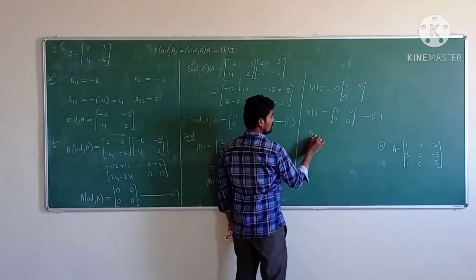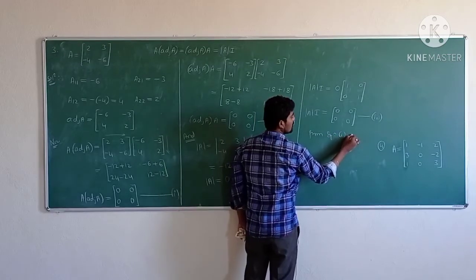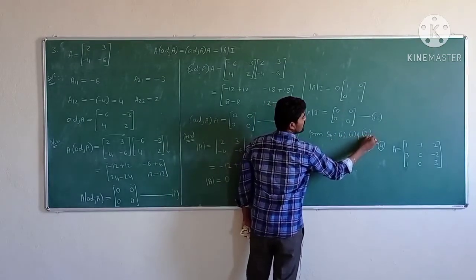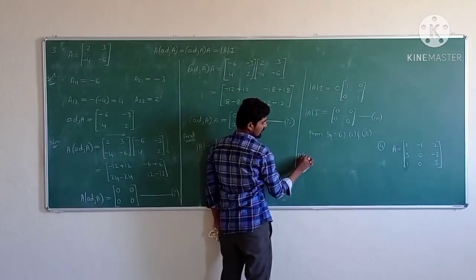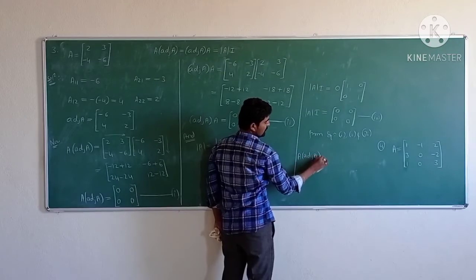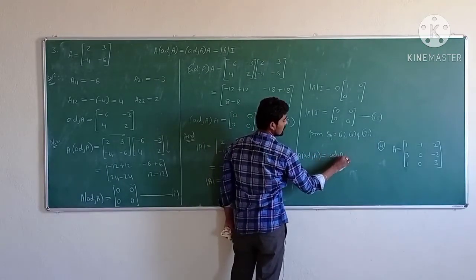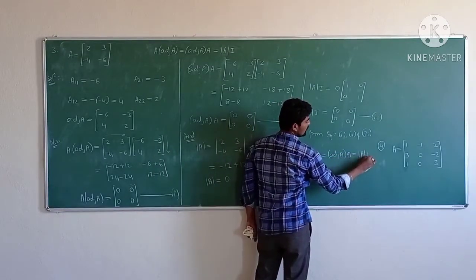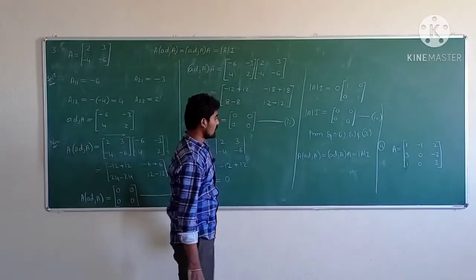Therefore from equations 1, 2 and equation 3 we conclude that A into adjoint of A matrix into A matrix is equal to determinant of A into I matrix. I hope all of you understood.